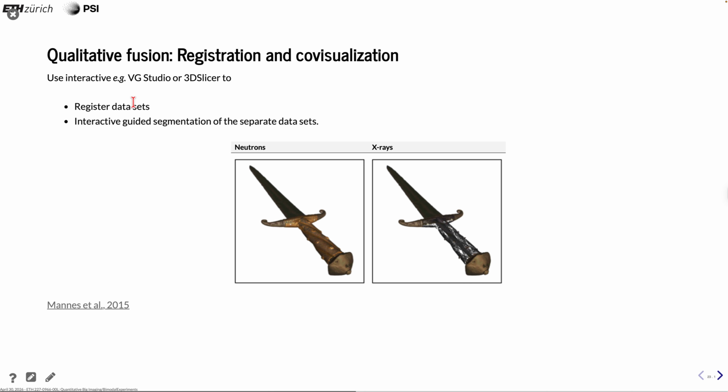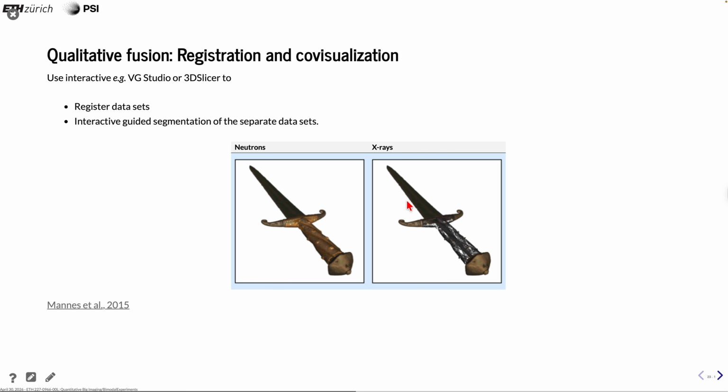And in this case, it was an interactive registration using VG Studio. And this sword was found on the Lake Zug. And it was in very good condition. So this is wood and there is amalgam. And, well, of course, there is steel. And the reason for using the two modalities is that this is a horrible combination for both modalities.